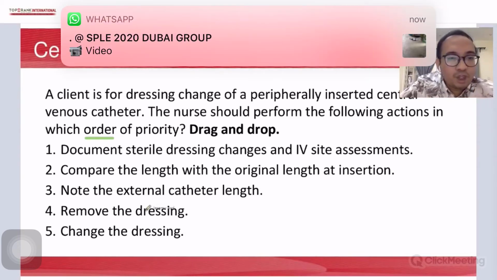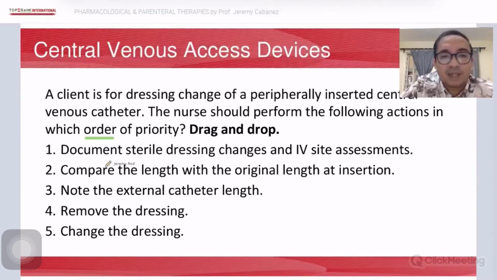Okay. So, anong mauuna dyan? The first action, basahin muna natin isa-isa. First, document sterile dressing change and IV site assessment. The word is to document. Is the documentation first action or last action? Usually, that is a last action.